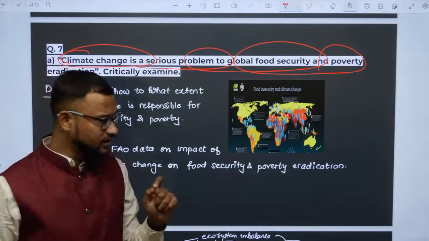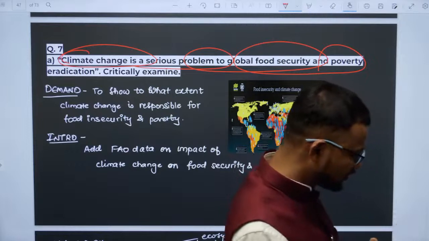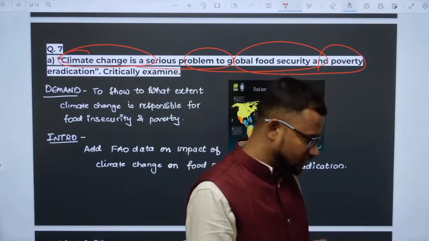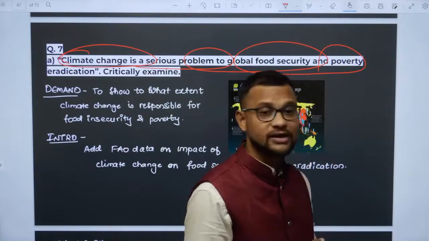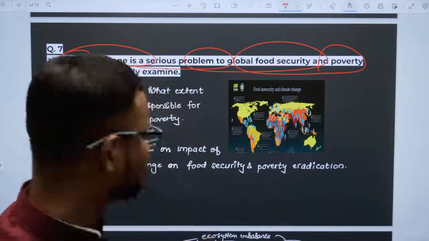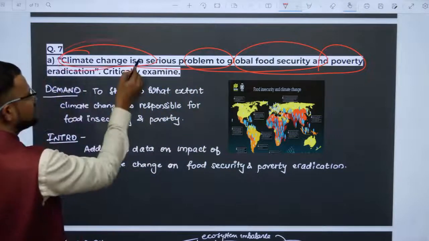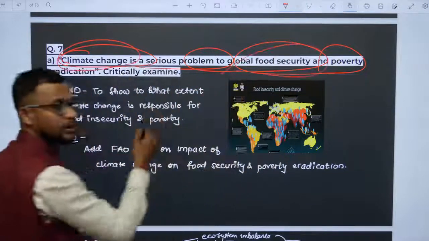You have to understand, guys, which type of question has to start with a definition, fact, or any kind of quote. As you write the answer, you will get to know about it. Now the demand is simple: connect climate change with global food security and poverty.